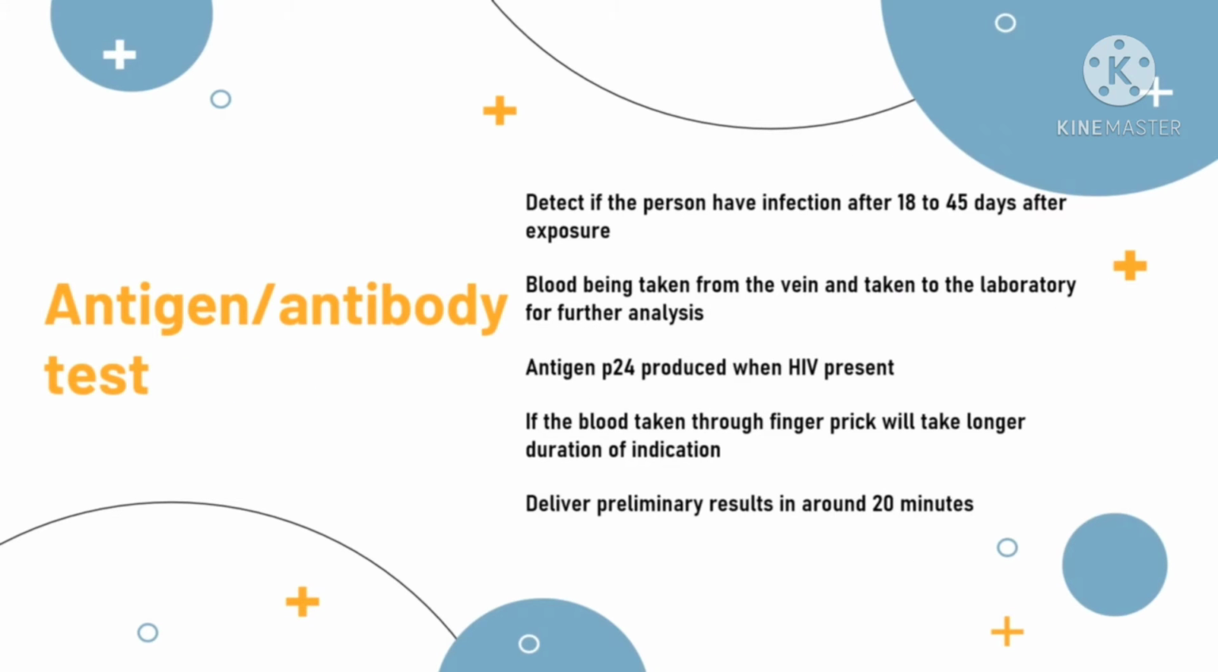Next is the antigen antibody test. It detects if the person has infection 18 to 45 days after exposure. Blood is taken from a vein and taken to the laboratory for further analysis, where antigen P24 is detected. Antigen P24 is produced when HIV is present, so using this test, this antigen will be detected. If the blood is taken through a fingerprint, it will take a longer duration for indication. It delivers a preliminary result in around 20 minutes.